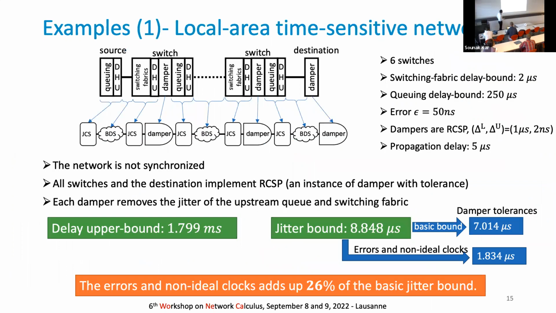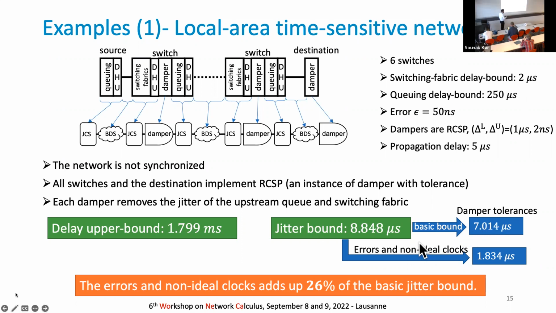So this is a local area time sensitive network where the network is not synchronized and everyone is implementing RCSP as an implementation of a damper with tolerance. The damper is responsible for removing the jitter of the upstream queue and the switching fabric. What we observe is that we could compute an end-to-end delay bound of 1.8 millisecond, and a jitter bound in the order of microseconds, 8.8. The basic jitter bound is easily computed with the damper tolerance. If we account for only the tolerance of the damper, we see that the jitter is around 7.